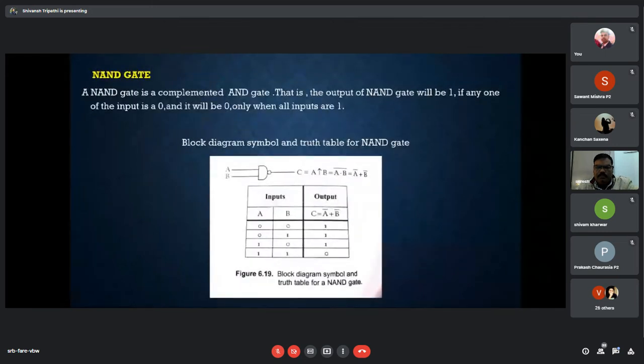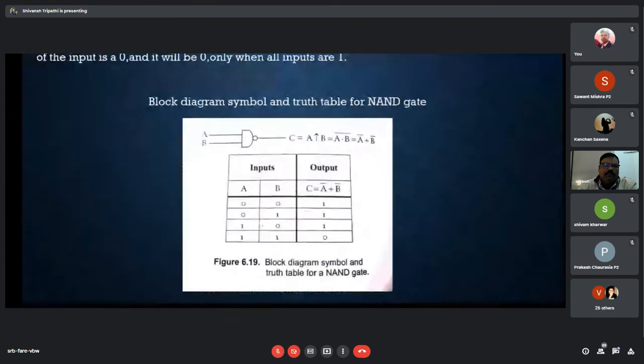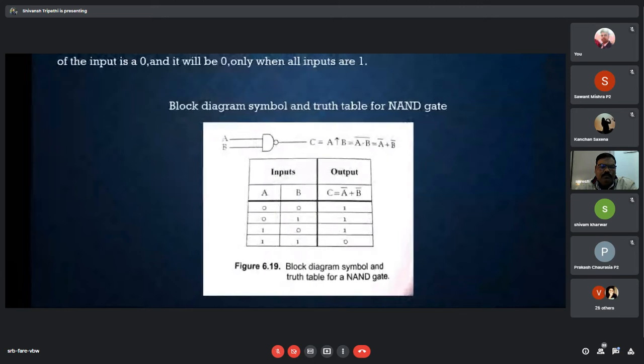Next gate is the NAND gate, and it is a complemented AND gate. That is, the output of the NAND gate will be 1 if any one of the inputs is 0, and it will only be 0 when all inputs are 1. We can see in the truth table that when both inputs are false, 0, the output will be 1. If any one of the inputs is true, then the output will be 1, and if both inputs are true, then the output will be 0.